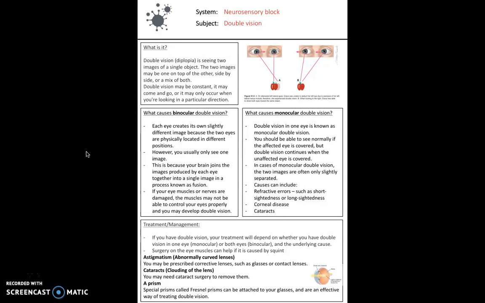In terms of treatment and management of this, there's quite a few roads to go down depending on the type of double vision you have, whether it's in one eye, monocular, or both eyes, binocular, and it also depends slightly on the cause. So surgery can help if you're having to squint in order to see things, but also there's options such as astigmatism correction, cataract treatment, and prisms.